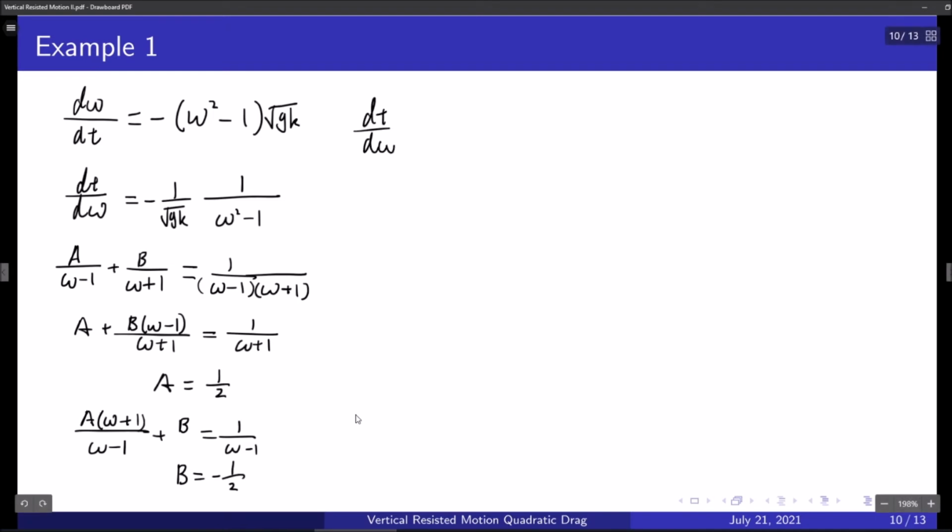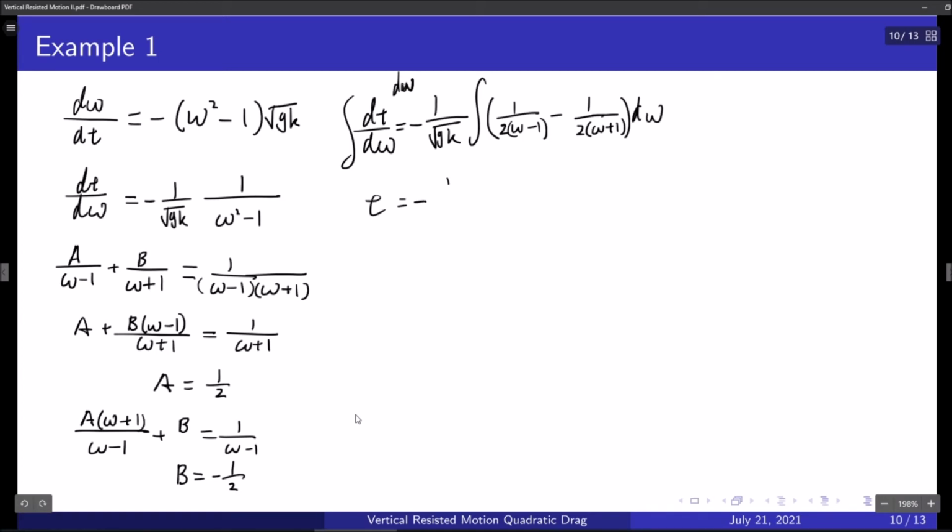dt over d omega equals negative 1 over gk, and equals, what do we have? So 1 over 2 omega minus 1 minus 1 over 2 omega plus 1. Of course, we can integrate now both sides with regard to omega. And what we end with is t equals negative 1. Actually, we can factor 2 out as well.